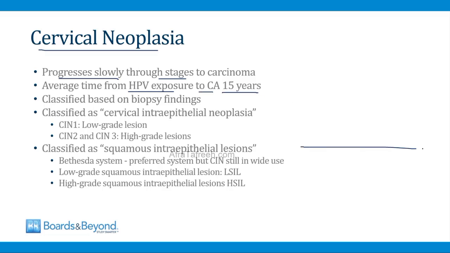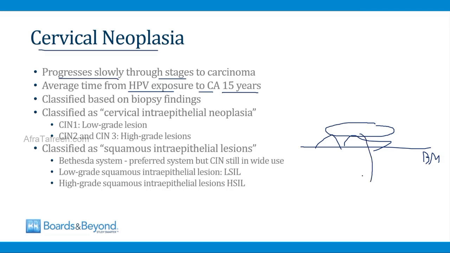Recall that the cervical epithelium has a basement membrane, which I'll draw here as a line, and it has cells piled on top of it. Initially, cervical neoplasia is contained by the basement membrane. We call that intraepithelial neoplasia. It's growing only above the basement membrane.